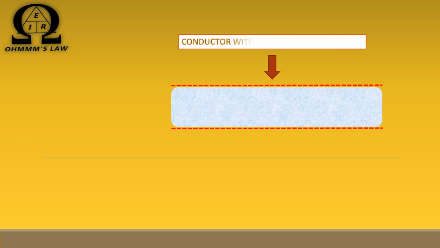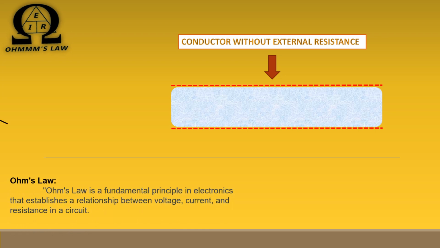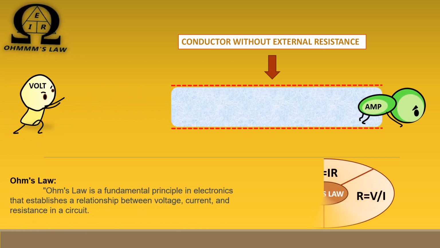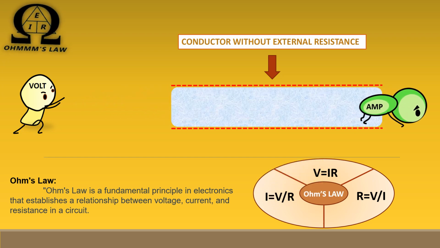Voltage is the electrical potential difference between 2 points in a circuit. And current is the flow of electric charge in a circuit. Resistance opposes the flow of current in a circuit.